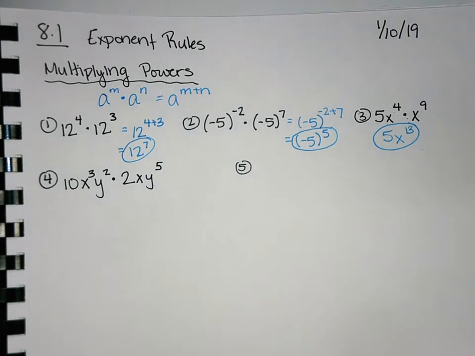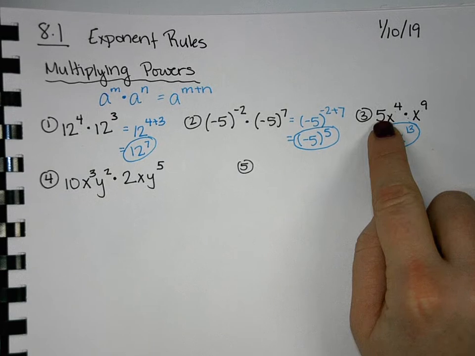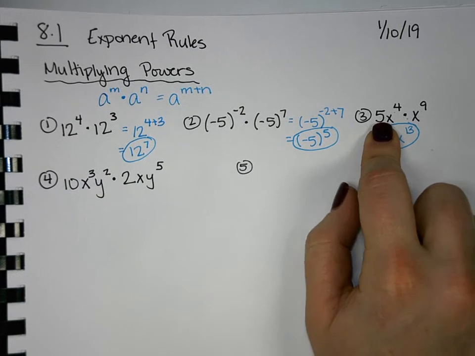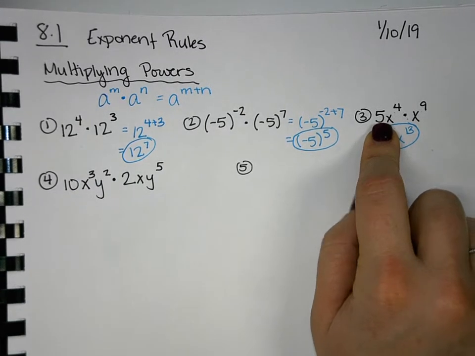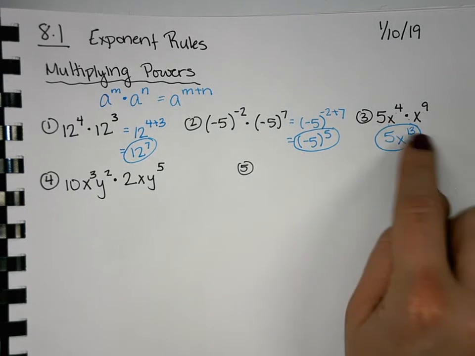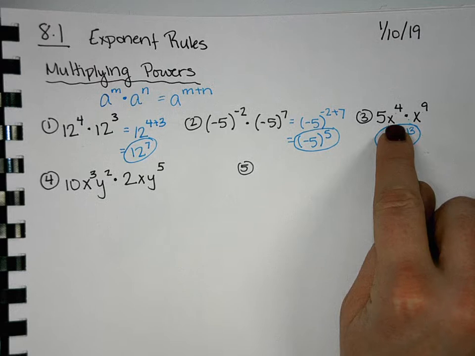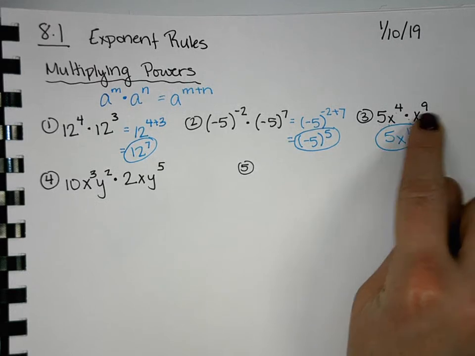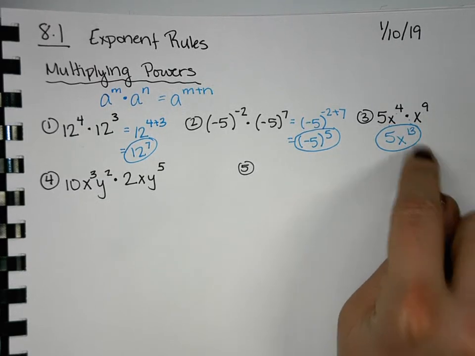Wait, why didn't you add number 3? Did you add, or you just didn't show it? Yeah, we added. There's the number 5. That's just the number. It has an exponent of 1. There's no other base 5 anywhere to add an exponent to. So the only base that was in common was x. So I add the exponents of x. 4 plus 9 is 13.